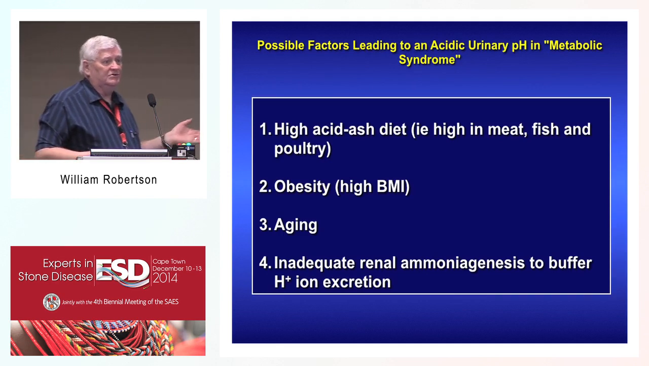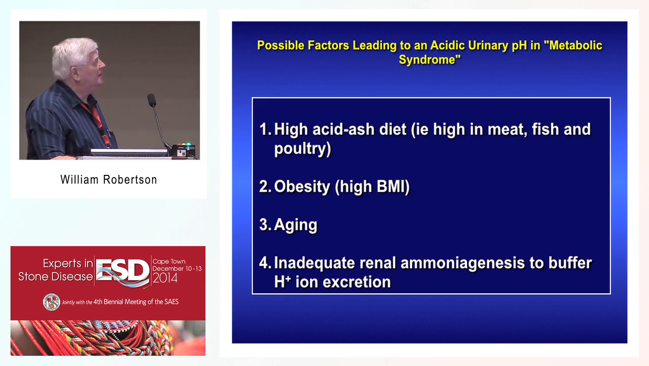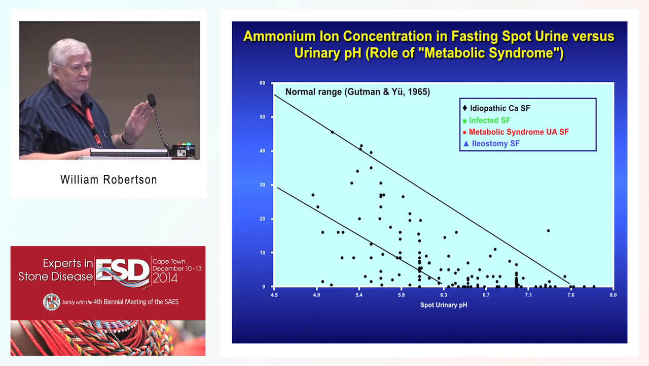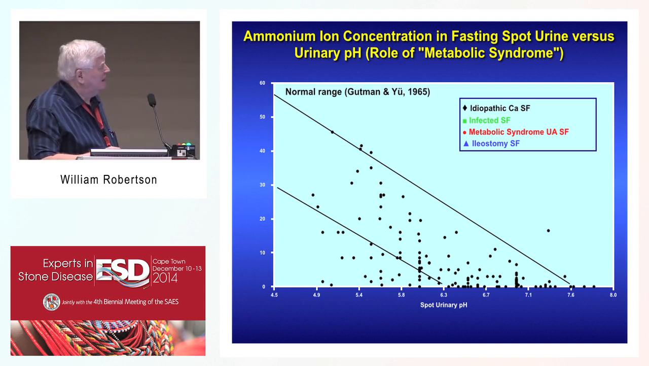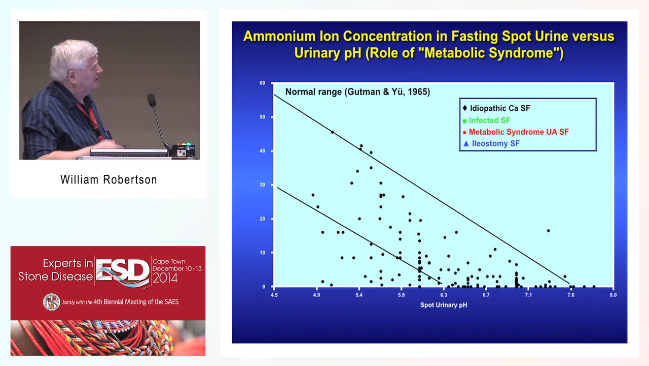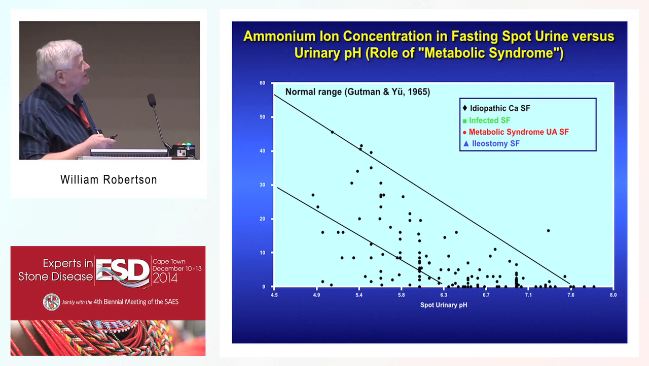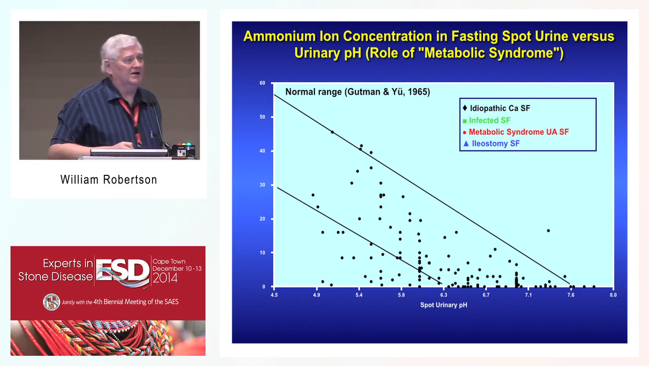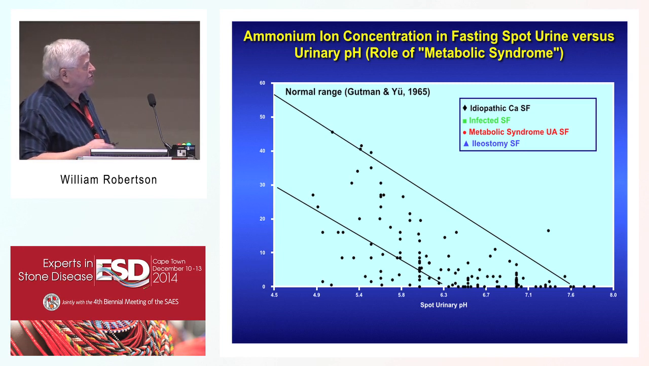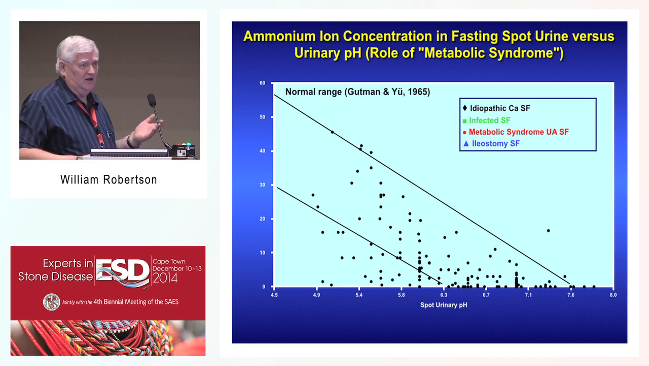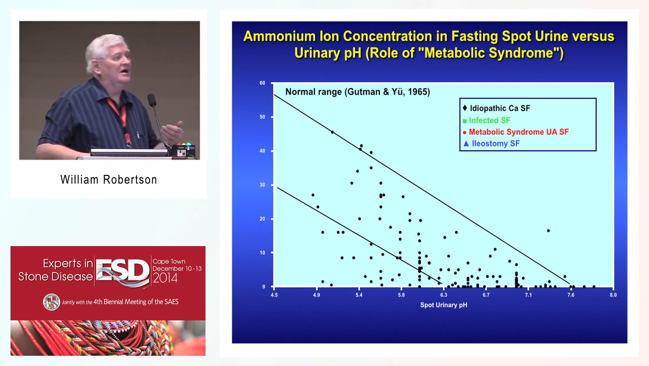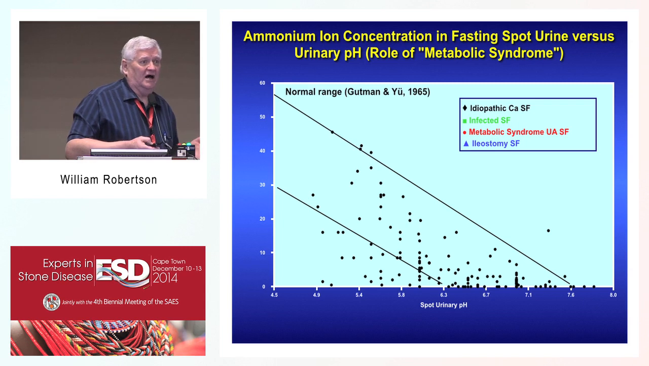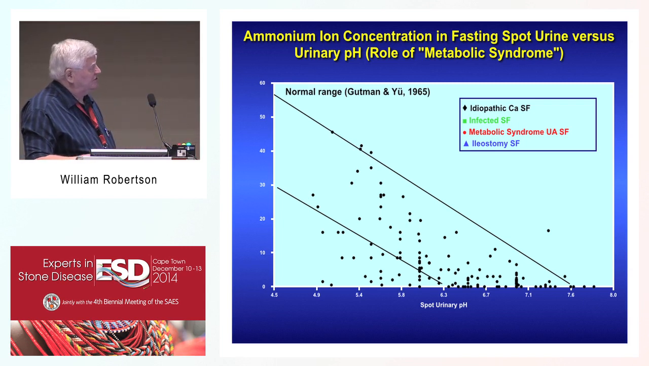So finally, is it due to inadequate buffering in the kidney? So here are the data plotted, not from the 24-hour urines on these patients, but from a spot urine taken in the morning from the patients. And these are plotted, this is the urine ammonium excretion in relation to urinary pH. And the lines show the original data from Gutman and Yee way back in 1965 in the American Journal of Medicine. That shows the normal relationship between these two variables. In other words, the more acid you're trying to excrete in the urine, the kidney produces more ammonia to buffer that hydrogen ion excretion, and so you get this inverse relationship.